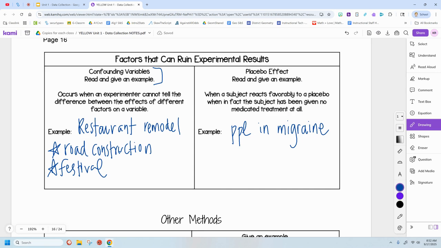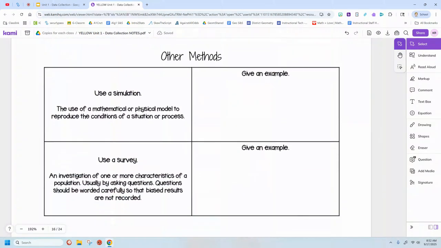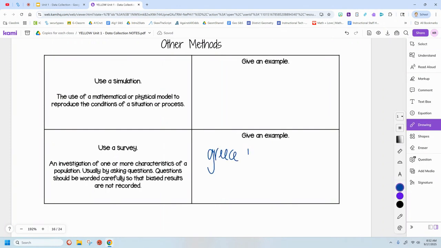Okay? All right, so then there are other methods, and this is not a complete list, but we talked about using surveys to collect data. You guys have been parts of surveys before. In fact, there is a survey in your classroom right now from the Greece Marketplace. The Greece Marketplace has put a survey in the Google Classroom.